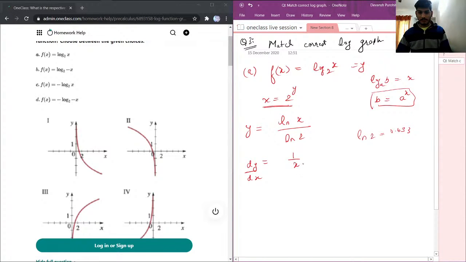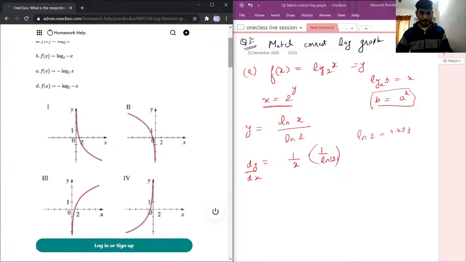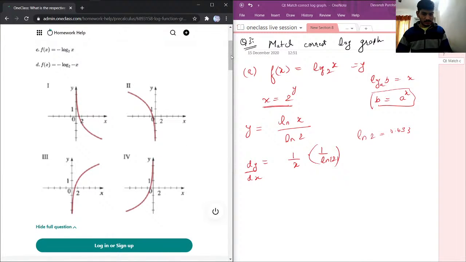So this will be 1 over x times 1 over ln of 2, because ln of 2 is constant, and derivative of ln of x is 1 over x. So I can clearly see that the slope is going to be positive. So in this case, we have this one is positive slope and this one is positive slope. This one is negative, this one is also negative slope. So we have the choice between option 3 and option 4.